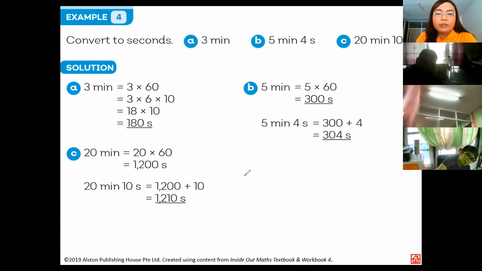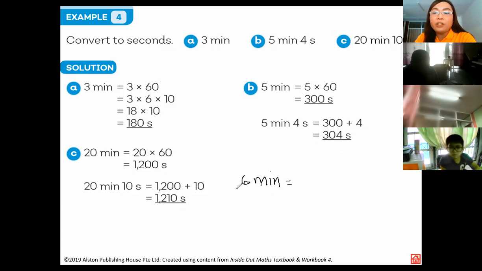What about 6 minutes? 6 minutes, class. Let's convert 6 minutes to seconds. How are you gonna convert 6 minutes? So that's 6, right? Multiply by 60. What's the answer? 6 minutes multiplied by 60 seconds. What's the answer? Six times 60.